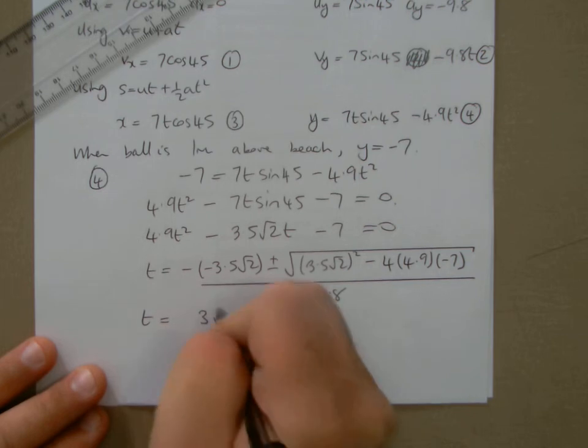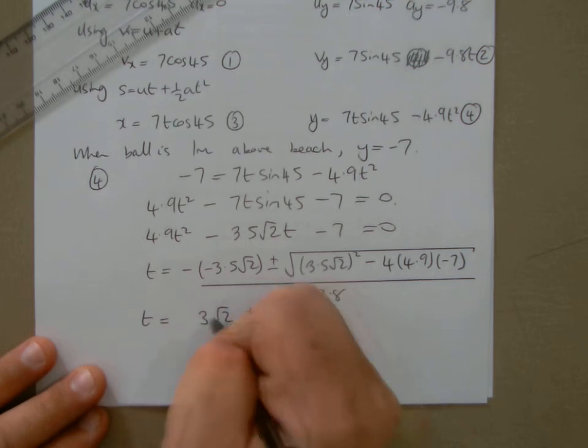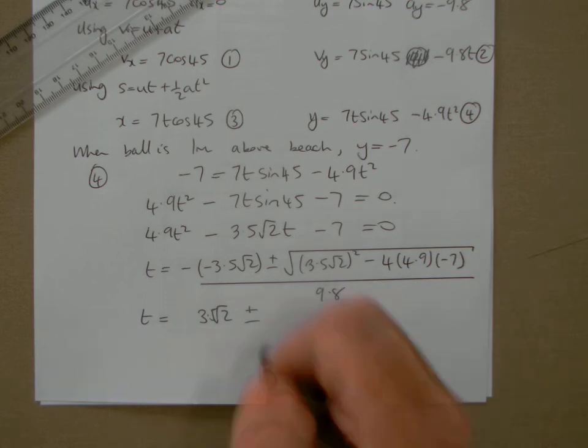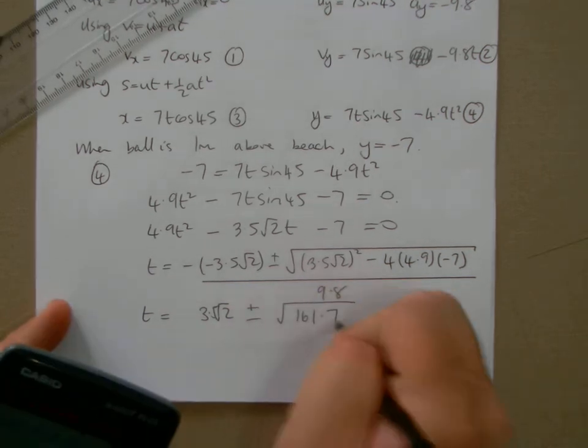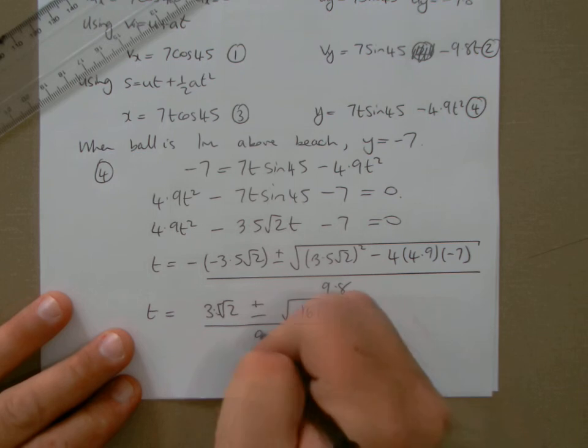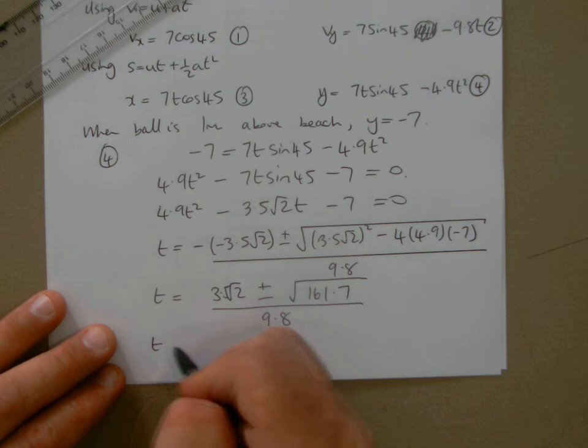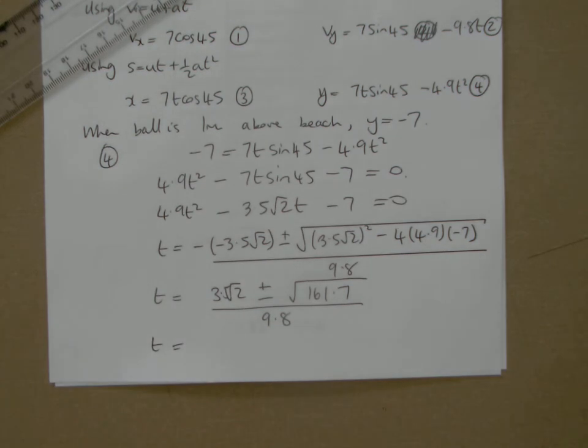So that's going to be plus 3.5 there. If I work out that square root, in the square root it comes to 161.7, all over 9.8. Clearly here one of them is going to be positive, and I think one of them is going to become negative.